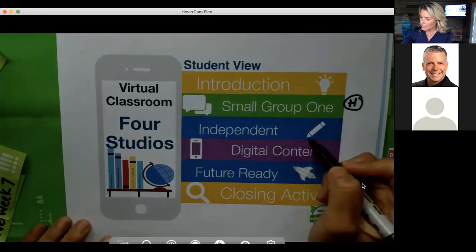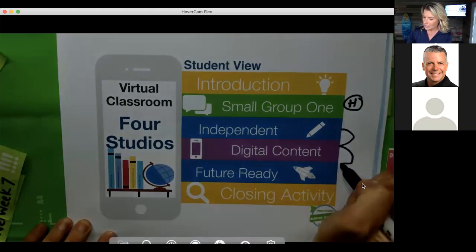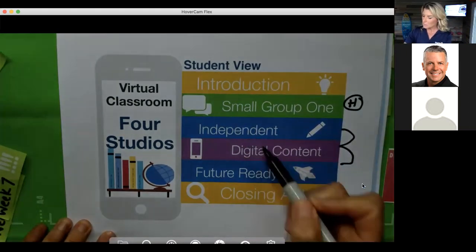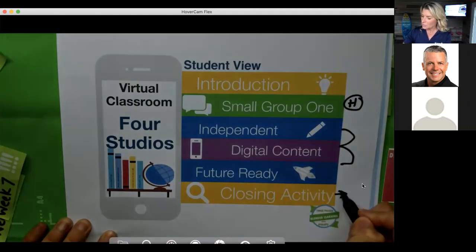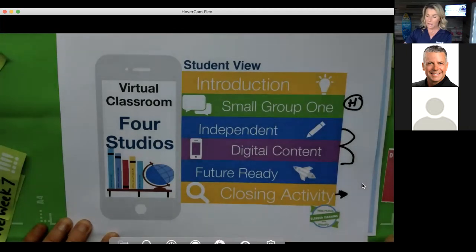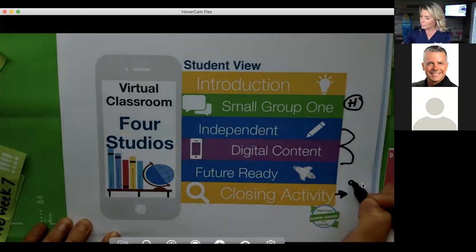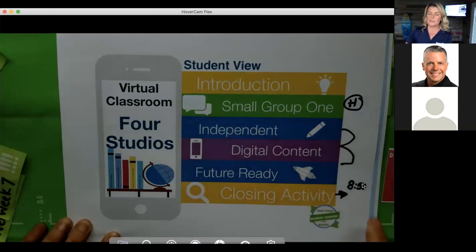Then they're going to have a choice between these activities. They can do independent practice, they can do digital content, or they can do future ready. They just have to be back into my Zoom meeting by that time that it's up. So let's say at 8:50, they have to be back in there so we can get ready to go.